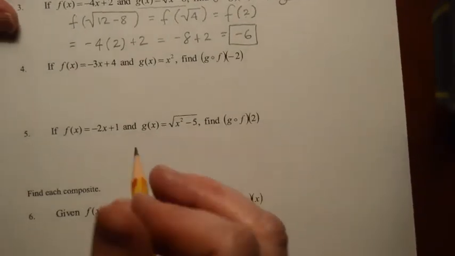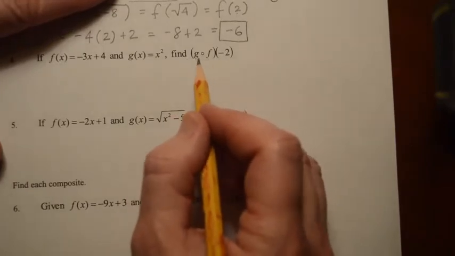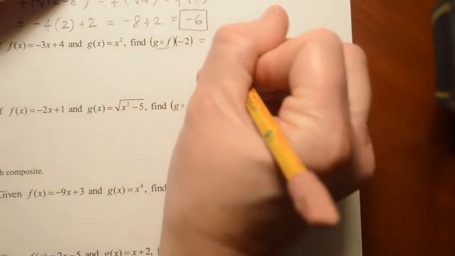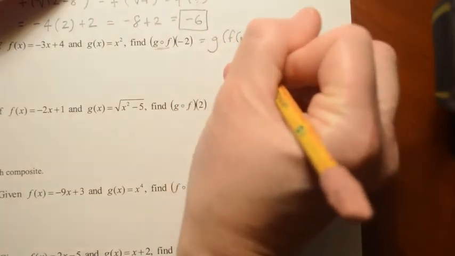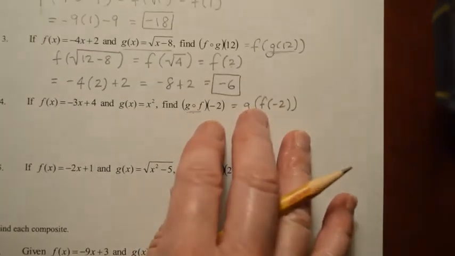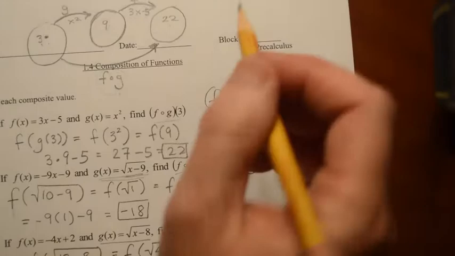Now I'm going to ask you to pause and do these two, but before I do that, I just want you to notice that they've reversed the g and the f here, so what this means is g of f of negative 2. So we're actually doing this in a different order now. We're going to start on this end. Our picture is just going to look like this instead.